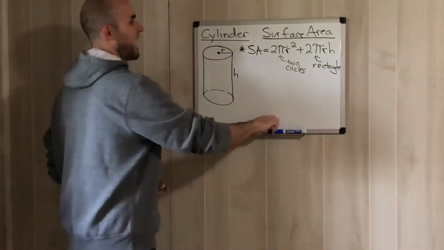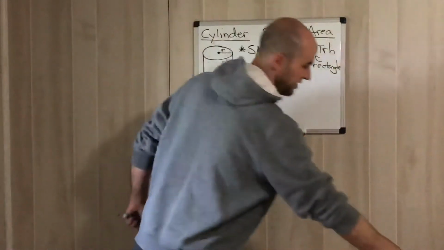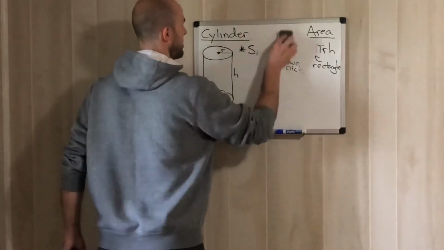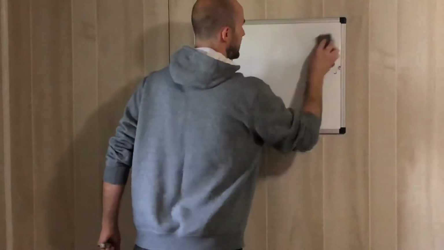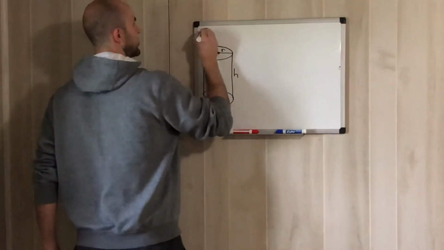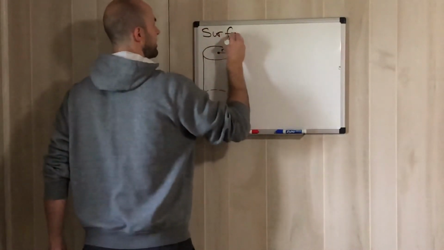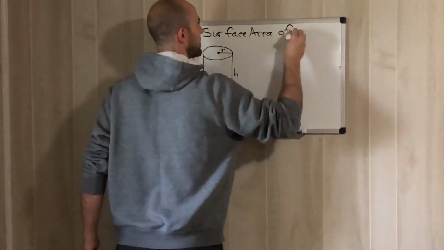So what we're going to do now is use that formula to try to find the surface area of a cylinder. Right? And now let me give you some examples just so you can see the difference for it. So again, we're working with surface area of a cylinder.